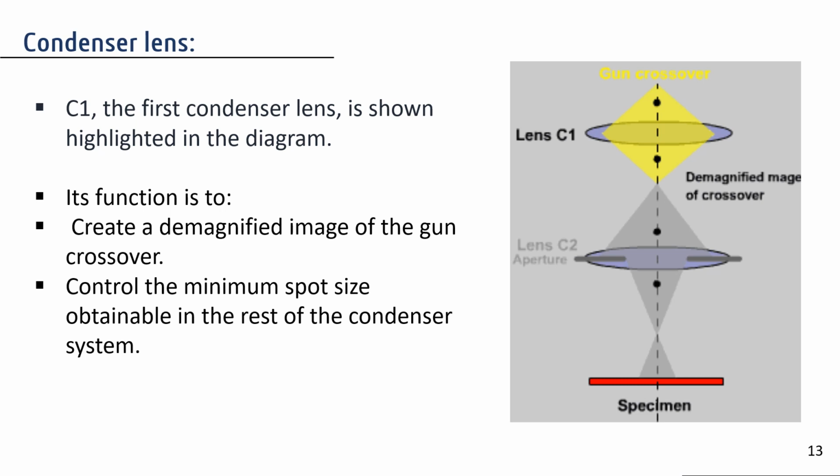In the condenser lens, we will discuss two types of lenses, the C1 lens and the C2 lens, which have different functions. C1 lenses control the minimum spot size, and C2 lenses control the intensity of the beam. So here we see in the picture, this is the lens C1, which gives the demagnified image of the crossover.